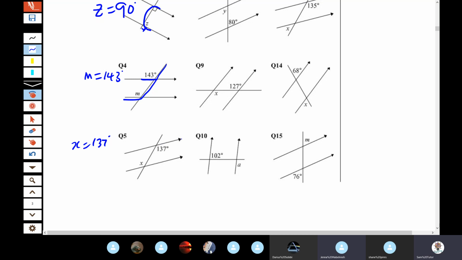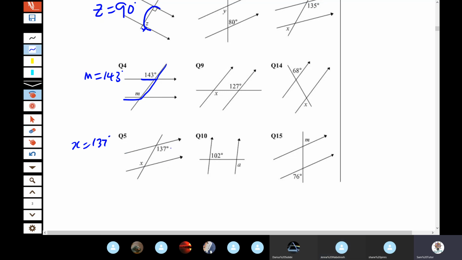Corresponding. Okay, let's do corresponding, right? So corresponding would be F. There it is. That's 137. But then what can you tell about X and 137? That they're vertically opposite. So you just did it a different way to maybe your peer that's sitting next to you, but it still gave you the same answer. So is this allowed? Have I done anything in here that's not allowed? No, not really. Give me another one, Jenna.